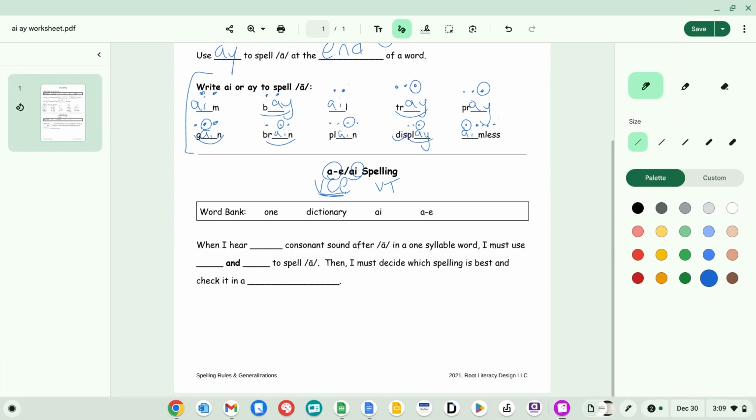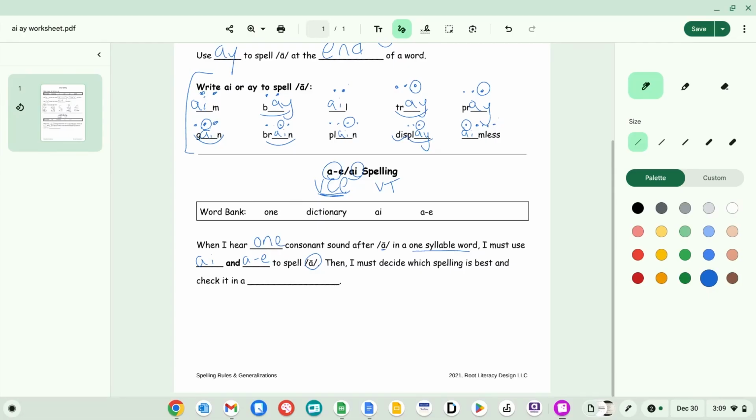So there's a trick to this also, or just kind of a rule of thumb, that you want your students to be doing the thinking. That's what's so important about all of these different spelling rules. So the rule for A consonant E and AI spelling is when I hear one consonant sound after the A in a one-syllable word, I must use AI and A consonant E to spell the sound A.